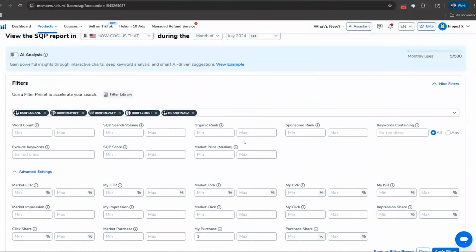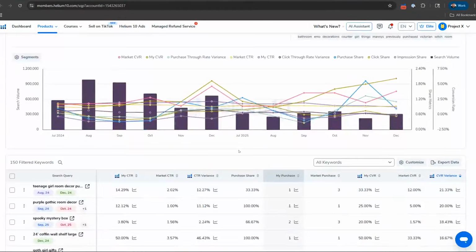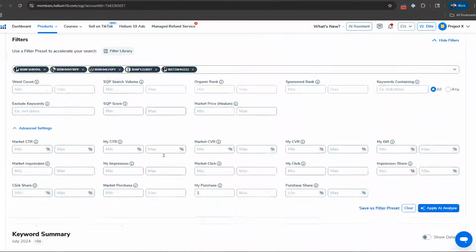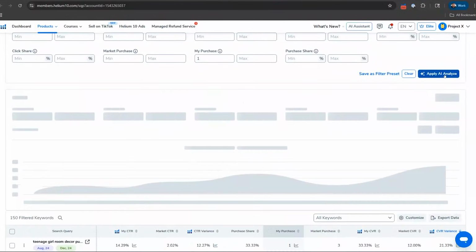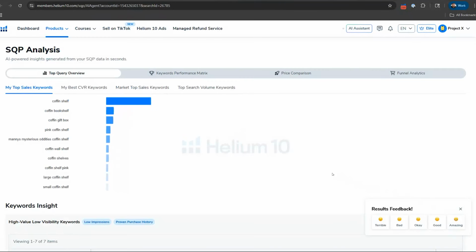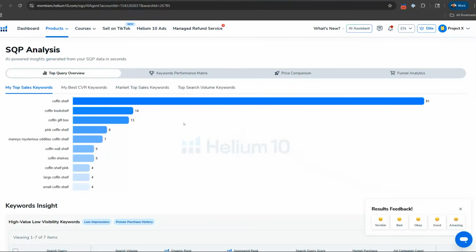Do your search just the way you would do it normally in Search Query Performance. But then what you should do is select AI Analysis, toggle that on, and then hit Apply AI Analysis. Now what you do is scroll here to the bottom and you see View AI Analysis. Let's take a look at what comes up for this coffin shelf.